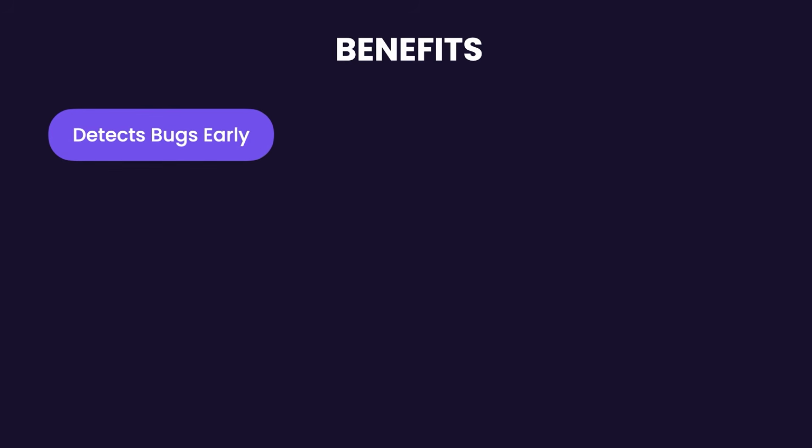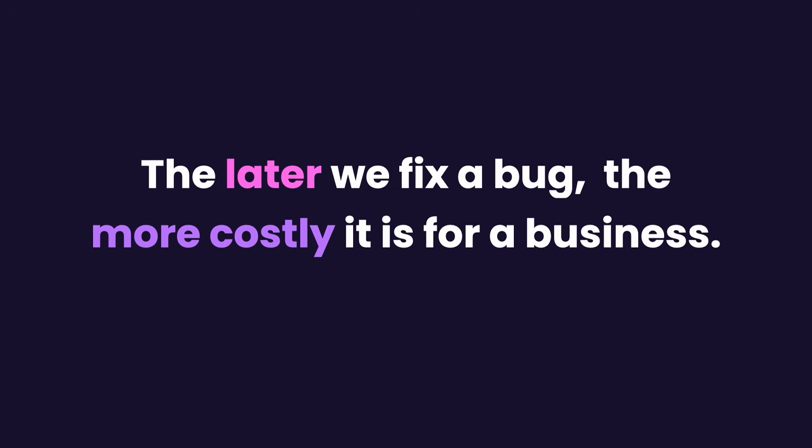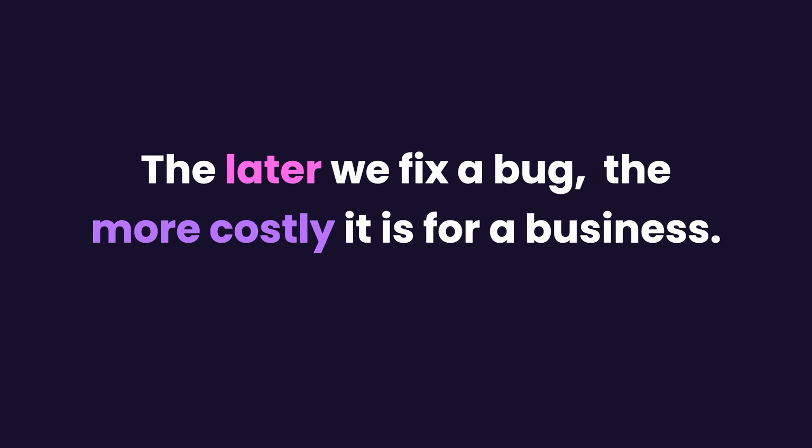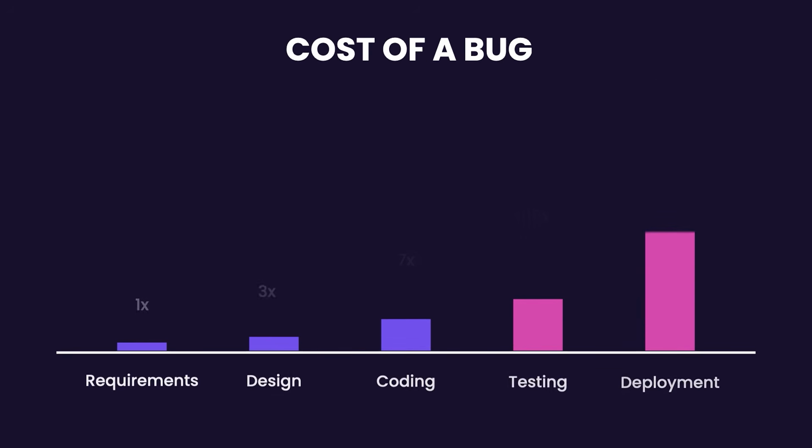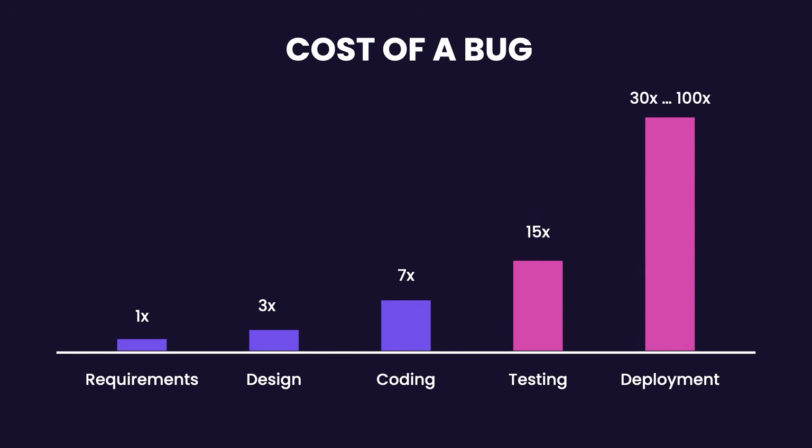Firstly, unit tests help us identify and fix bugs early in the development process, long before they become nasty surprises in production. There have been many studies that show that the later we find and fix a bug in the development process, the costlier it is for the business. For example, fixing a bug after deploying the software can be up to 5 times more expensive than during the coding phase.